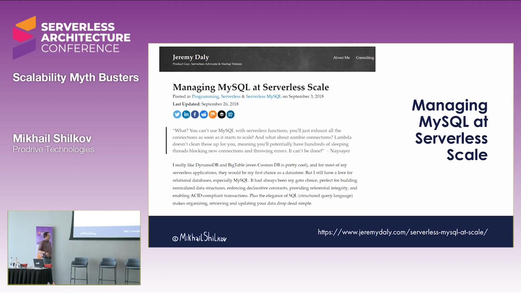Another reference to Jeremy Daly here. He created a library and a blog post of how you can best utilize your MySQL database in the reality of AWS Lambda functions. So my message here is: spend some time on analyzing what kind of issues you might get with connection pooling, what your scalability model is, and just apply some best practices.